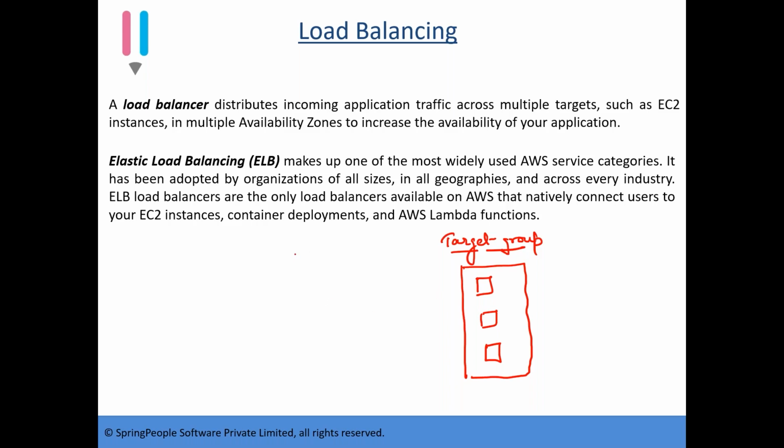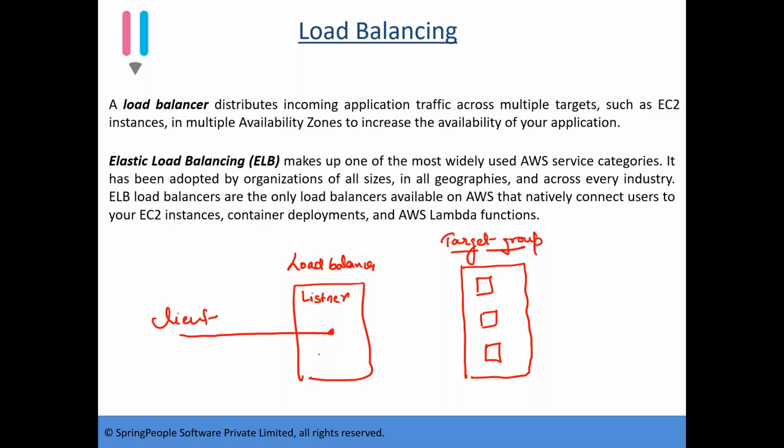Now, after that, you will create one load balancer. This load balancer will have a process called a listener, and on the basis of the rules you define, your request will be assigned to a target group. Here you have a client, which is all of you. When you send a request, the listener will handle the request. Then the listener will send this request to a particular target group, and this request will be distributed among these servers like this.